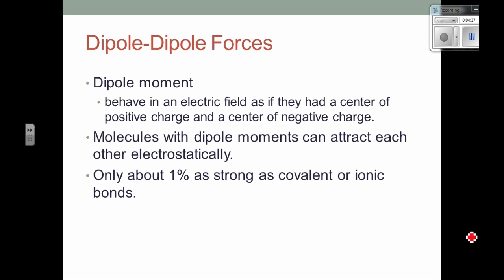So remember our dipole moment, right? We talked about this in water. We have our arrow, partial positive, partial negative. We can use an electric field, this is like a magnet, to induce that dipole. So there's a positive charge and a negative charge, and they attract each other. Positives attract the negatives, negatives attract the positives. Then we get an interaction. And these are only 1% as strong as a covalent or ionic bond.